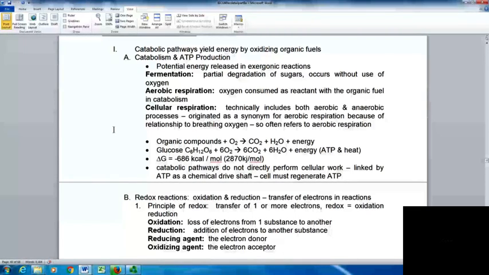Aerobic respiration means that oxygen is consumed as one of the reactants along with the organic fuel. Cellular respiration technically includes both aerobic and anaerobic processes. It's sometimes called aerobic metabolism, or cellular respiration has aerobic metabolism as a component. The term respiration originated as a synonym for aerobic respiration because of the relationship to breathing oxygen, so it often is referred to as aerobic respiration.